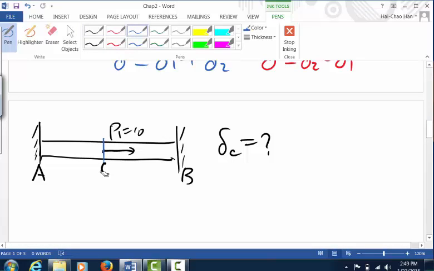Okay, if I divide up, I need to find out what's the N1 here, what's the N2 here? Right? Okay, so we need to draw a free body diagram. So let's draw a free body diagram. So you have N1 here. All right, so you have this one.